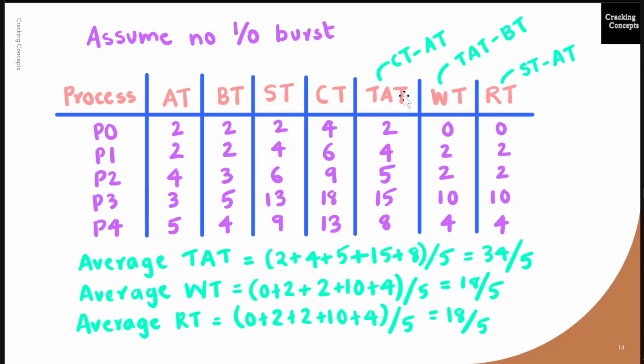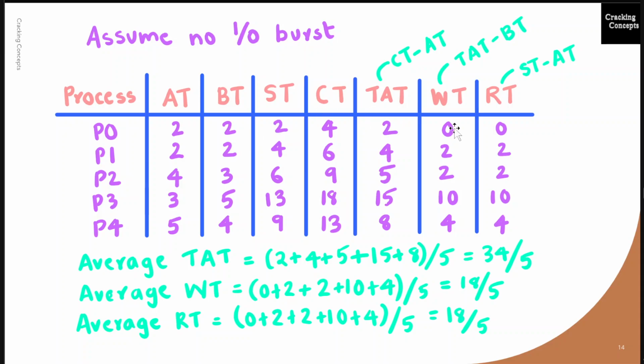So turnaround time is completion time minus the arrival time. So subtracting this I'll get 2, 6 minus 2, 4, 9 minus 4, 5, 18 minus 3, 15 and 13 minus 5, 8. Similarly, the wait time can be calculated by the formula turnaround time minus the burst time.